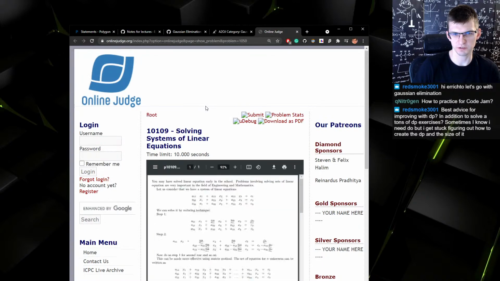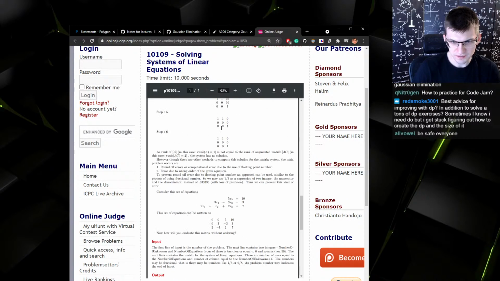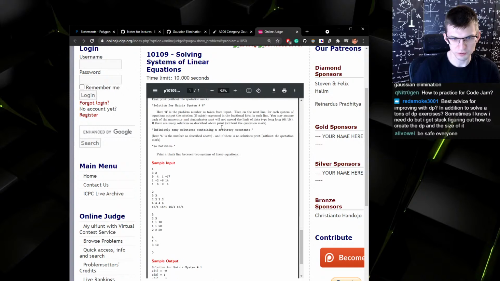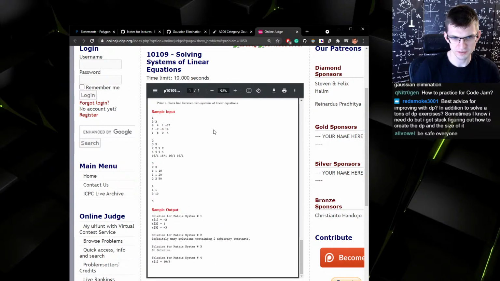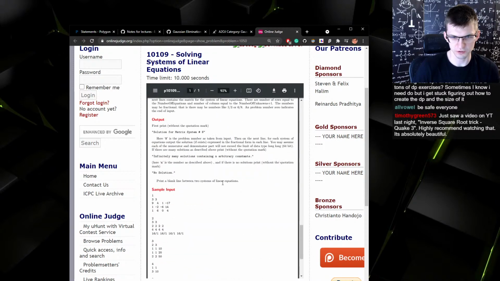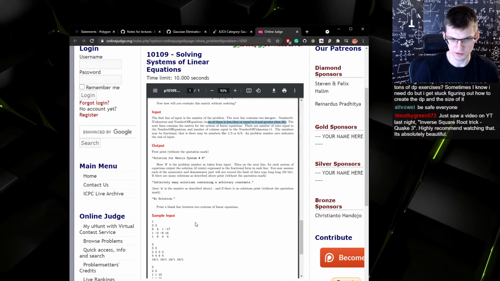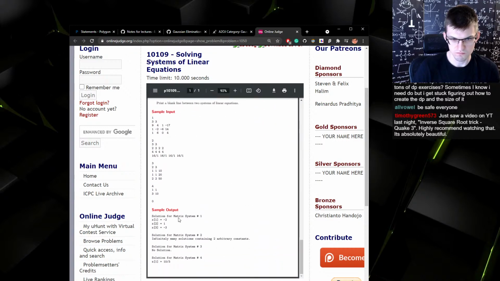System of linear equations. Will it just be solve a system of linear equations? Do we need to print what happens one by one? No, we just need to print the solution. We're using fractions. How big is the input? N is from 0 to 50.